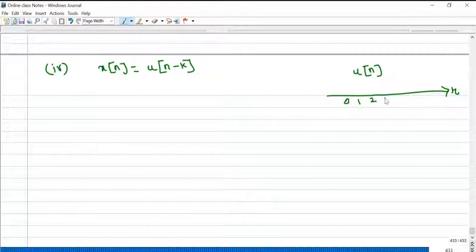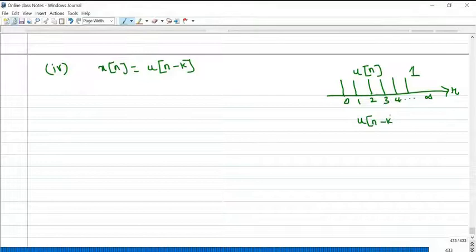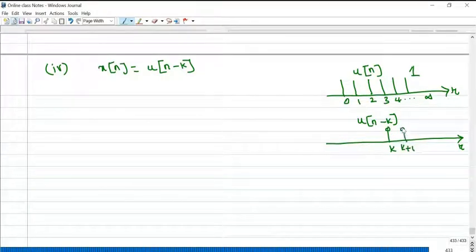0, 1, 2, 3, 4 up to infinity. The magnitude of the signal is 1. It is a discrete signal, right? Okay. So u of n minus k is a delayed version of u of n only. We don't know what the k value is, so let us assume k may be anything. So from k, the signal will start: k, k plus 1, k plus 2 and so on.